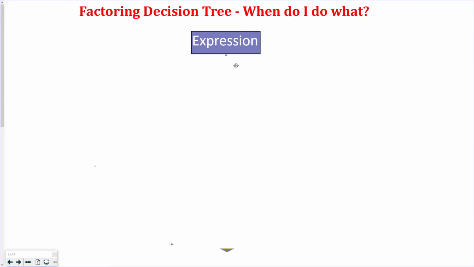The first thing you're always going to want to ask yourself is, is there a GCF? Now, if there's a GCF, take care of it. Get it out of the way, move it to the front, and factor the whole rest of the expression with that GCF taken out. It'll make your life so much easier. If there's no GCF, that's fine. You just move on. But if there is a GCF, you take care of it first, and then you move on.